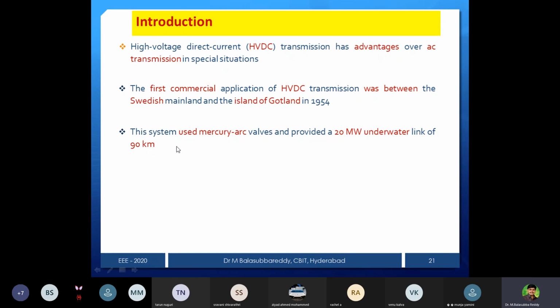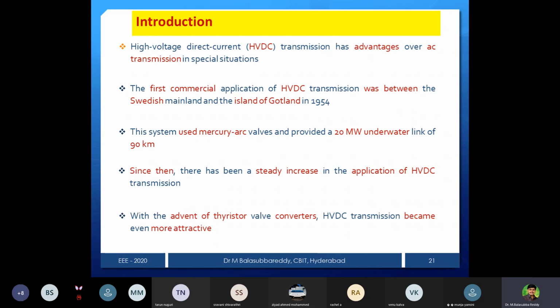So later on, these mercury arc valves are not used. They used thyristor valves. So first, in 1954 they used mercury arc valves for the 20 megawatt underwater link, with a distance of 90 kilometers. Since then, what has happened? There has been a steady increase in the application of HVDC transmission, with advantages in all aspects in terms of semiconductor device technology, all these things.